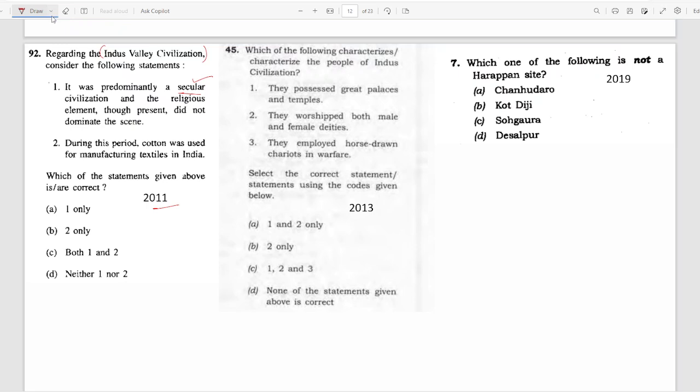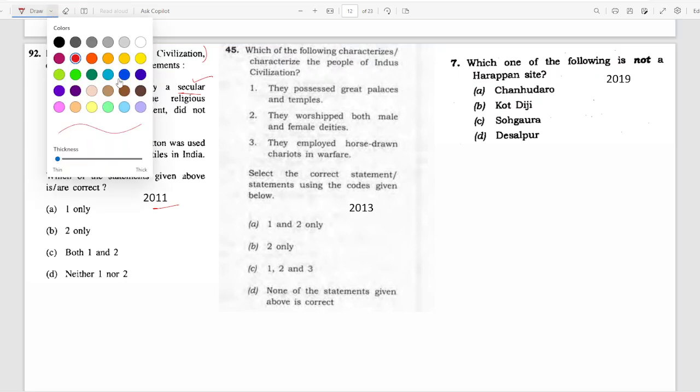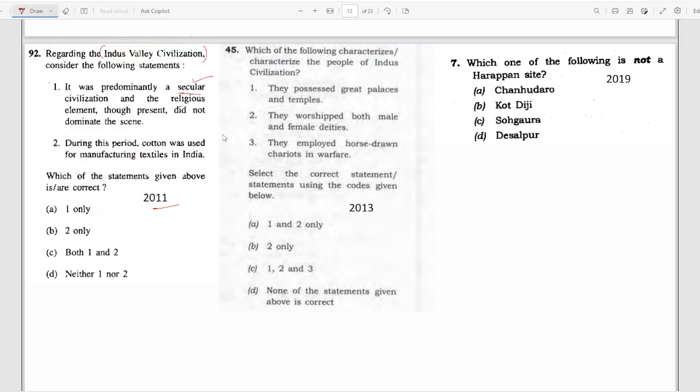So this part is important. Whenever they're asking whether Indus Valley Civilization was secular, and if the religious elements were present, they did not dominate the scene. Second point: during this period, cotton was used for manufacturing textiles in India. Cotton. So again, these 2 points.